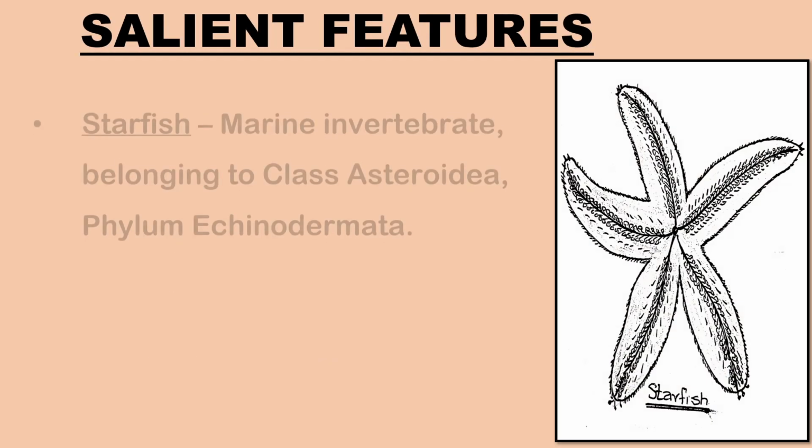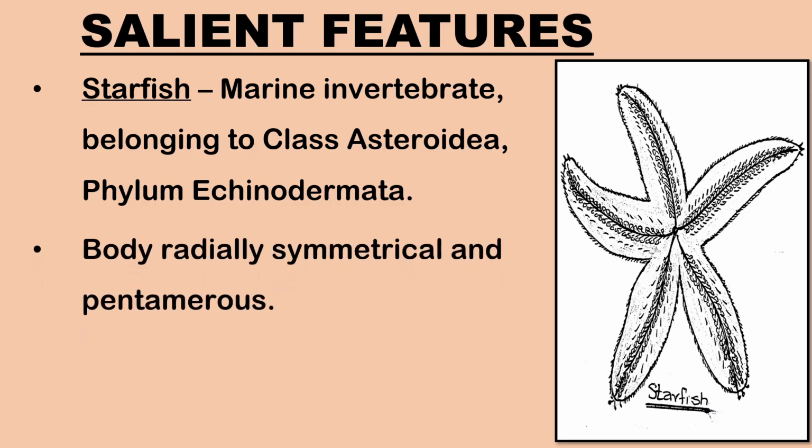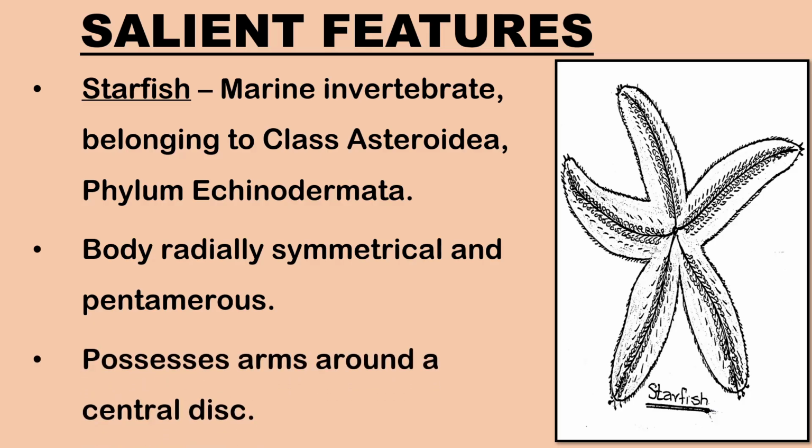Let's begin with the salient features of starfish. The starfish or sea star is a marine invertebrate belonging to the class Asteroidea in the phylum Echinodermata. It has a radially symmetrical and pentamerous body. Starfish usually possesses 5 arms which are arranged around a central disc where most of its vital organs are present.